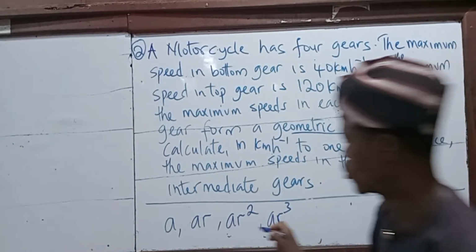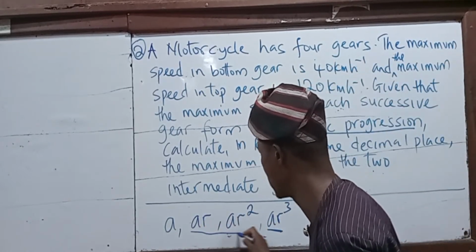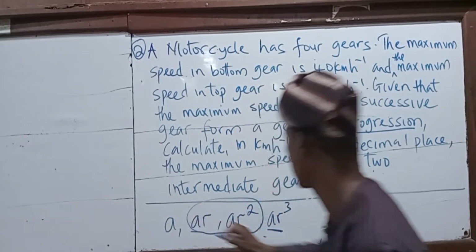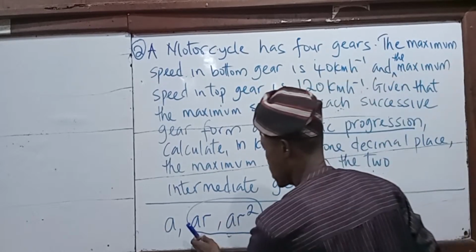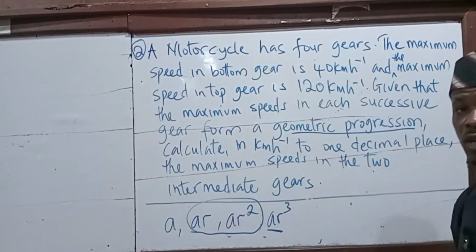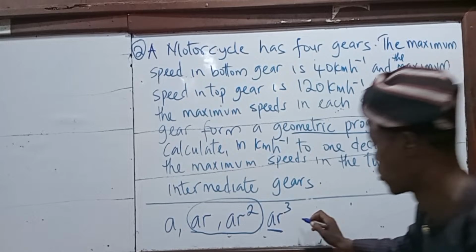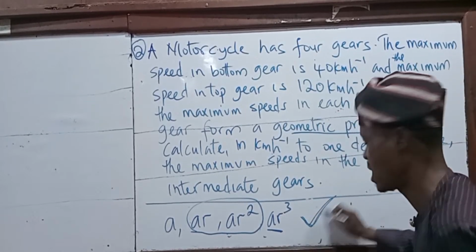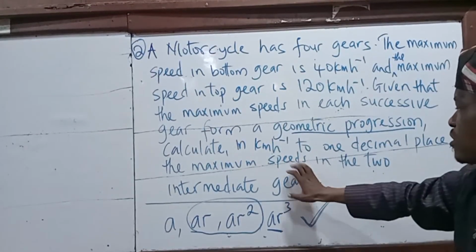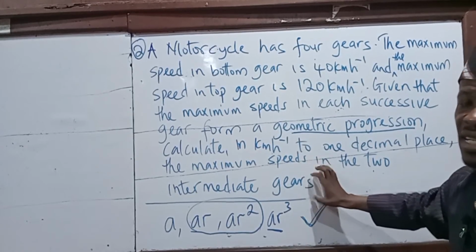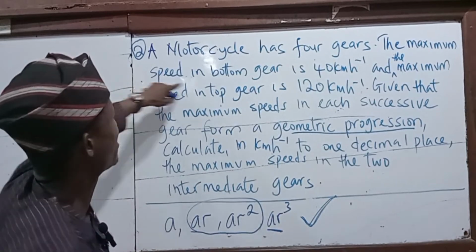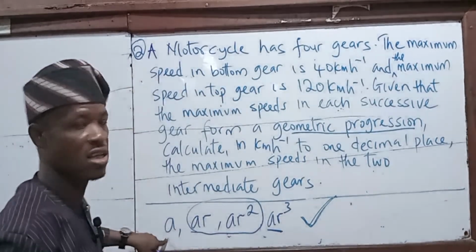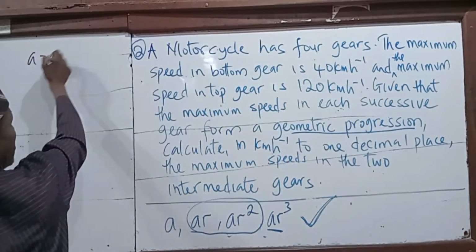And then we are told to find the intermediate gears, that is the second term and the third term. That's what we are looking for. So this is the progression that we are able to form for the maximum speed in the intermediate gears. The maximum speed in the bottom gear is your A, and your A is 40.